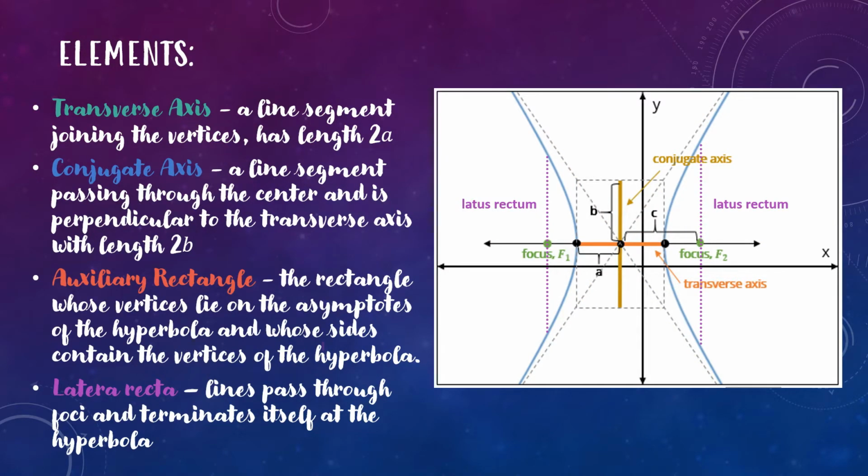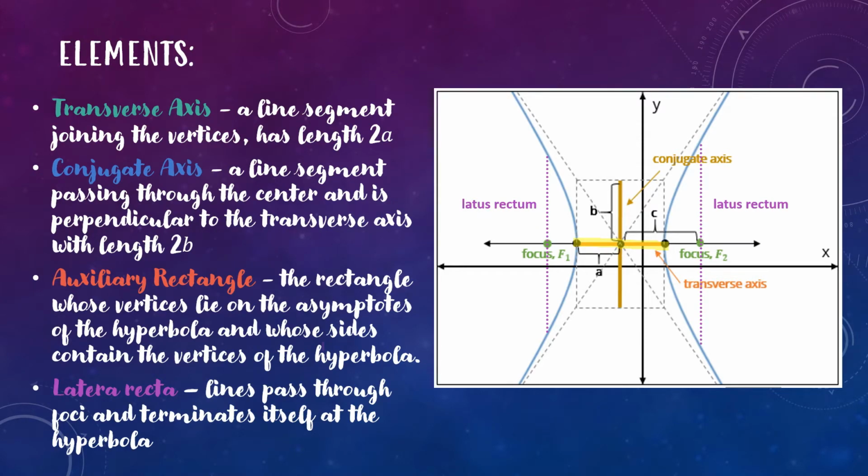Next, we also have the transverse axis. The transverse axis is the line segment joining the vertices. Kaning orange nga line, ginatawag nato nga transverse axis. It connects the two vertices. It has the length of 2a. Meaning, from center to one vertex, this is distance a. Since duha man, ang length sa atong transverse axis, we have 2a.